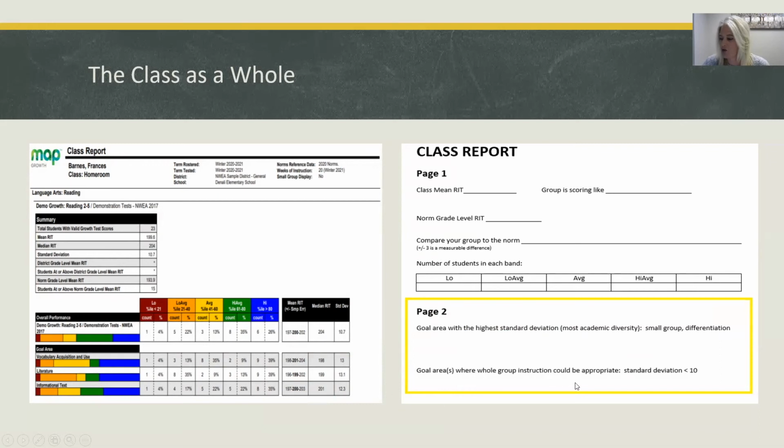Goal areas where whole group instruction could be appropriate. That's when my standard deviation is less than 10. So here I'm going to write literature. So when I do literature with this class, when I work in literature, I'm going to use small group. And I really don't have any standard deviation less than 10. So I actually don't have any goal area where whole group instruction is appropriate. So I'm going to write none. It doesn't mean I'm still not going to use whole group instruction. It just gives me the information of where things are appropriate.